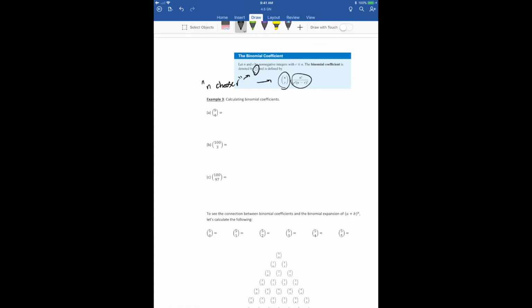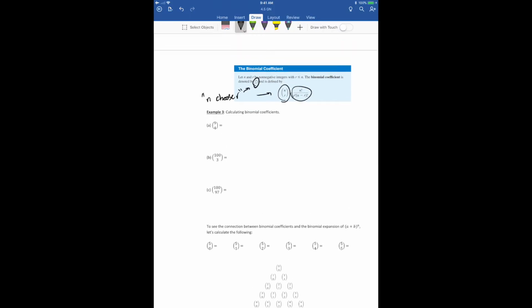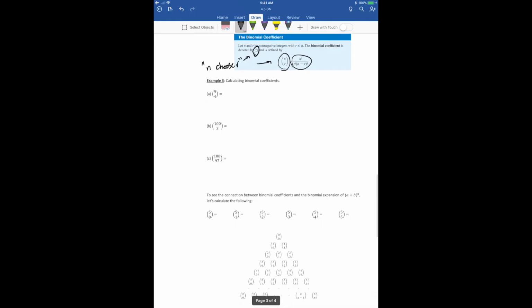So let's calculate some of these. And if you want the derivation for this, go ahead and ask me. I won't spend too much time here talking about where this formula comes from, though it is interesting.